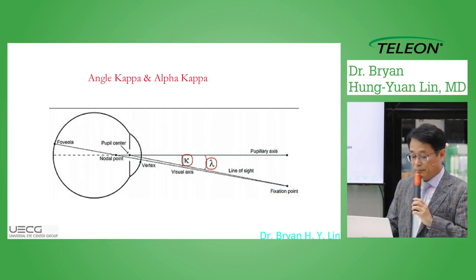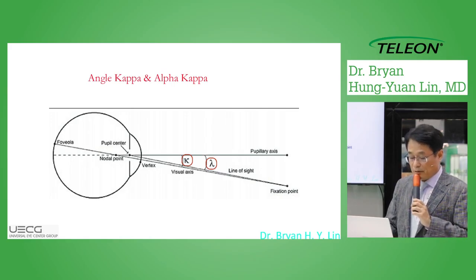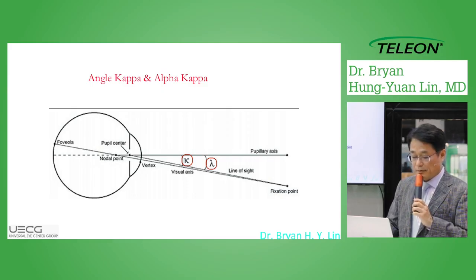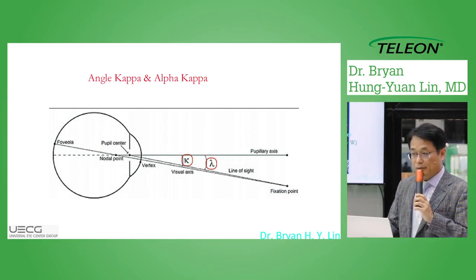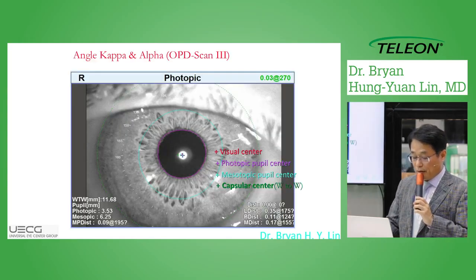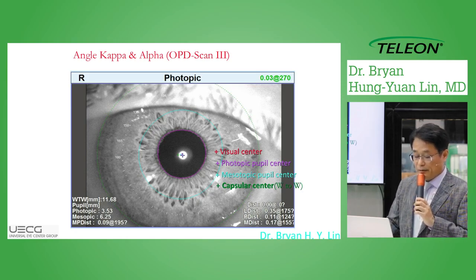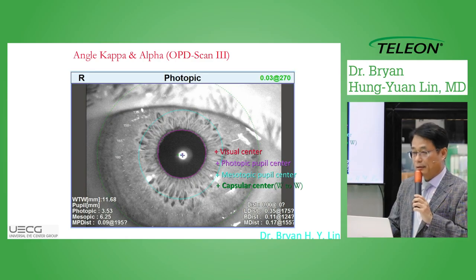Angle alpha is the difference between the limbal center and visual axis, while angle kappa is the difference between the pupil center and visual axis. In this image, we can see the visual center, photopic pupil center, mesopic pupil center, and capsule center, that is the 5-5 center.